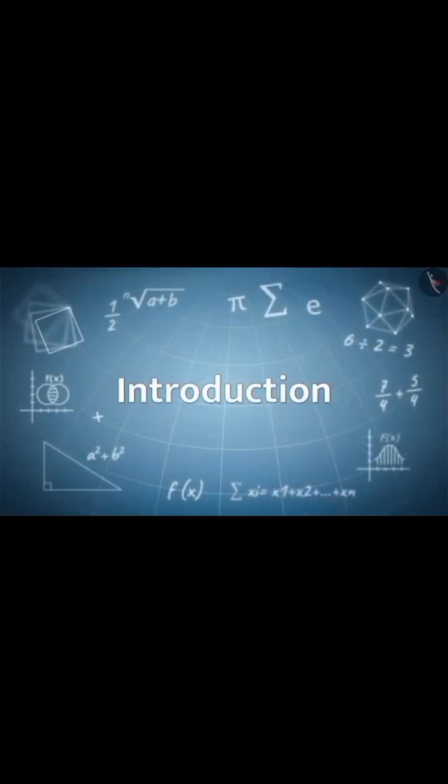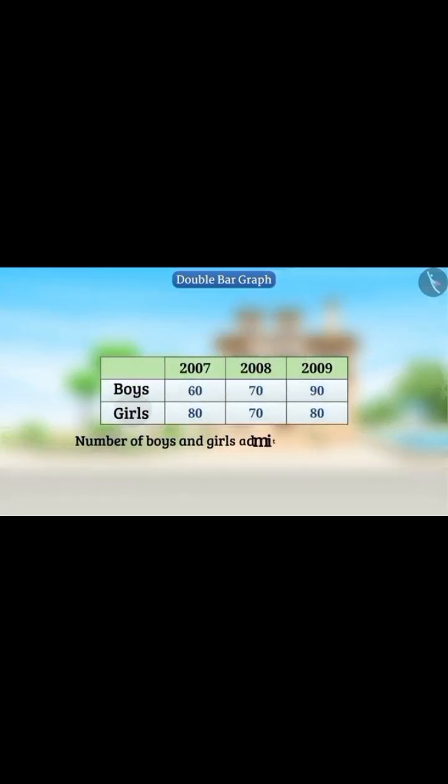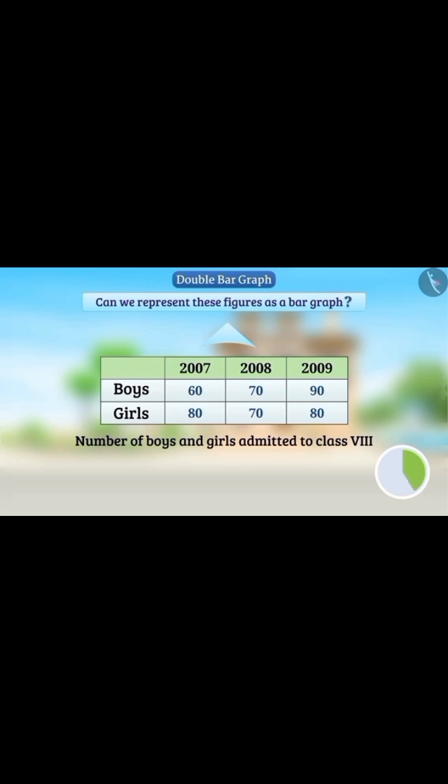Double bar graph is a diagram that can be used to compare and contrast values in relation to each other. So let us understand the double bar graph with the help of an interesting example today. The number of boys and girls admitted to class 8 in different years in a school is represented in this table. Can we represent these figures as a bar graph?